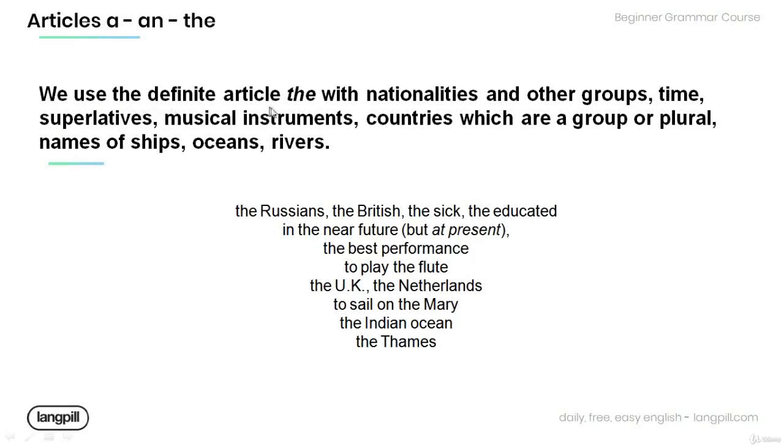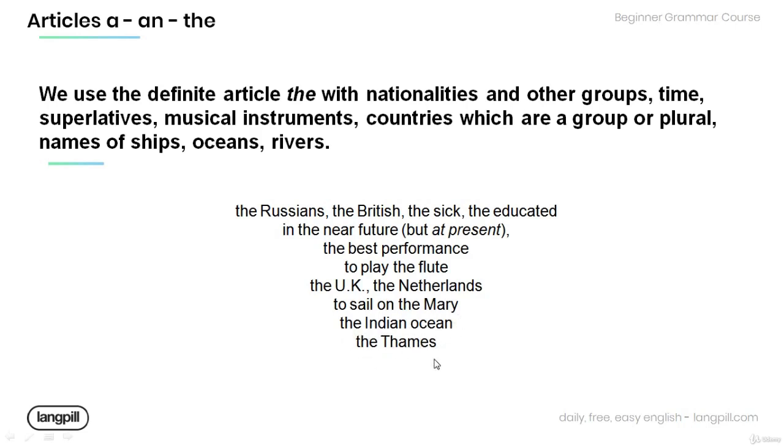Note that we use the definite article the with nationalities and other groups, time, superlatives, musical instruments, countries which are a group or plural, names of ships, oceans, and rivers. Have a look at the examples below. The Russians, the British, the sick, the educated. In the near future, but at present. The best performance, to play the flute, the UK, the Netherlands, to sail on the Mary, the Indian Ocean, the Thames.